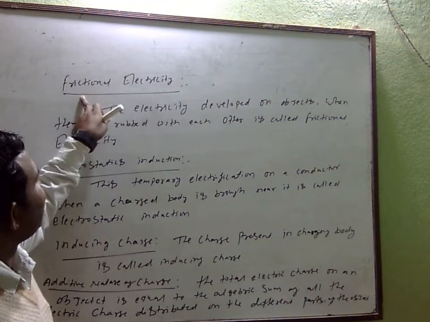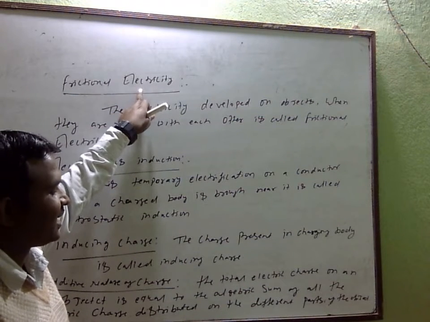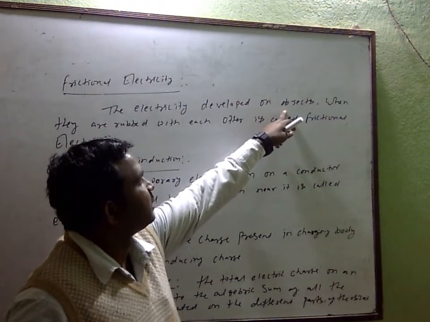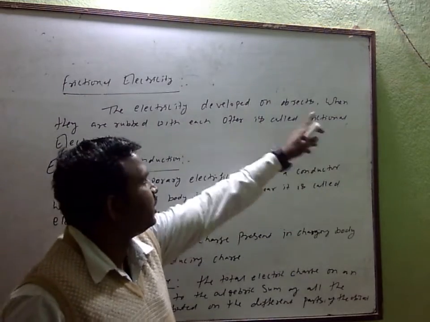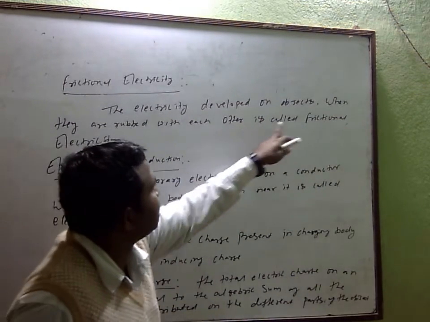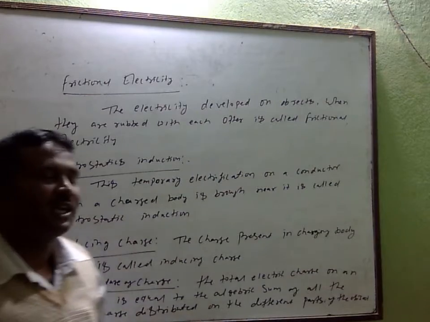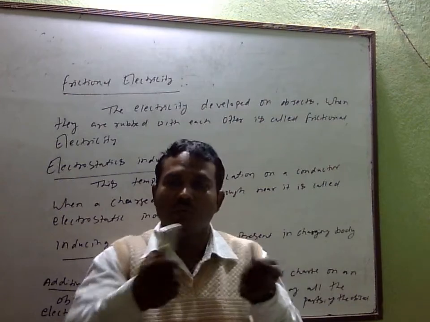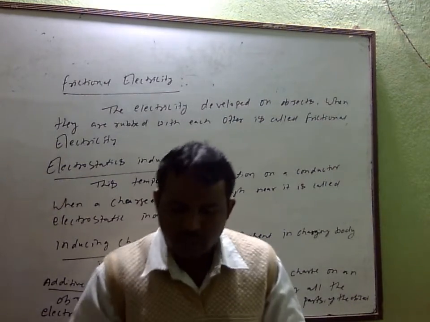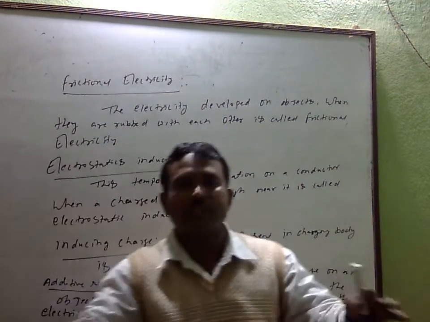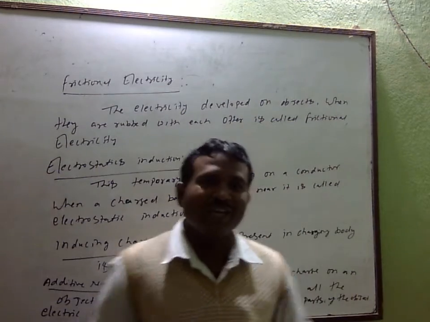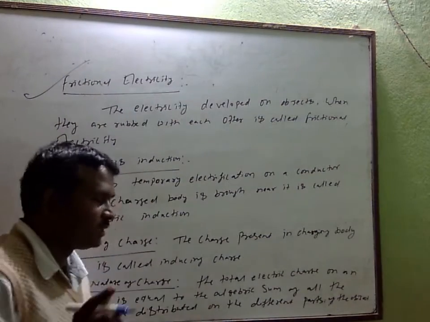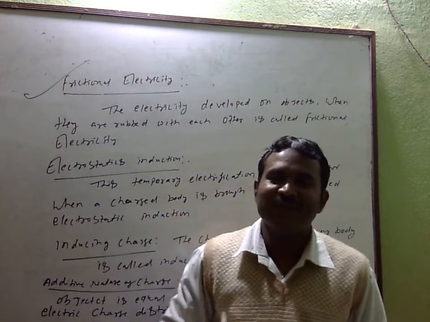You see, we have frictional electricity. What does frictional electricity mean? What you write: the electricity developed on an object when they are rubbed with each other is called frictional electricity. Simple things you can write. Suppose that you rub two objects. You can take so many objects surrounding us. Is it correct? So simple things you can write for frictional electricity. Keep it in your mind. I will ask the question, so better you revise.